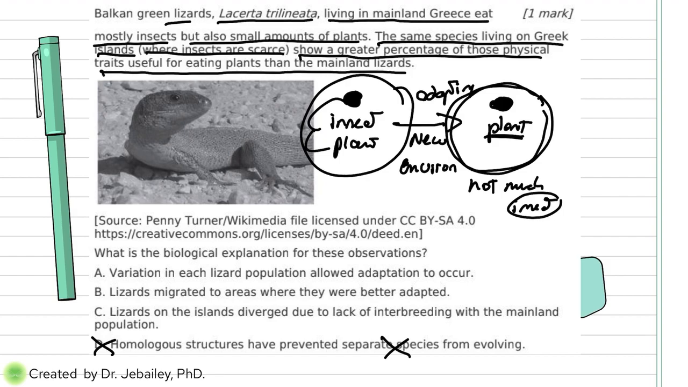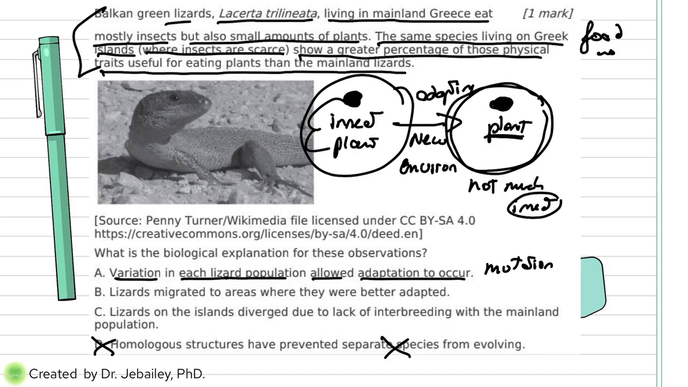Let's see, variation in each lizard population allows adaptation to occur. When it says variation of each lizard population allowed their adaptation to occur, this is saying that there was a mutation. And here we didn't say a mutation. The whole story did not say anything about mutation. The story said about a food not being there, right? That means we didn't have insects. Insects were not there, so it has nothing to do with mutation, so A is out.